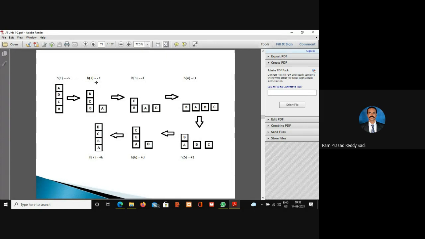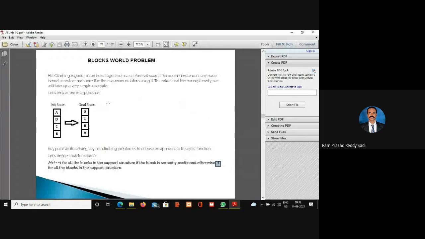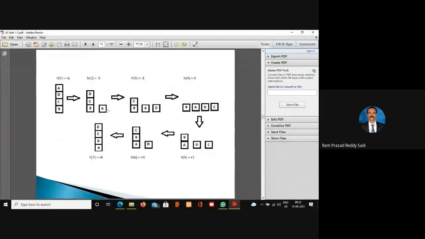Now, in the next step, what should you do? You have to remove D from this structure. Now, should it be placed on the table or can it be placed on this? See, what's our goal structure? The goal structure says that on A, you should not have D. So you cannot place D on A. So that should be placed on the table. So in this sequence, D is placed on the table.